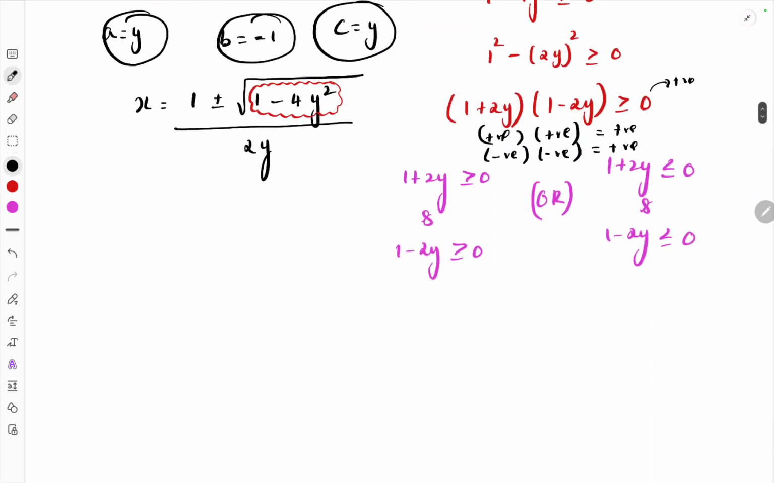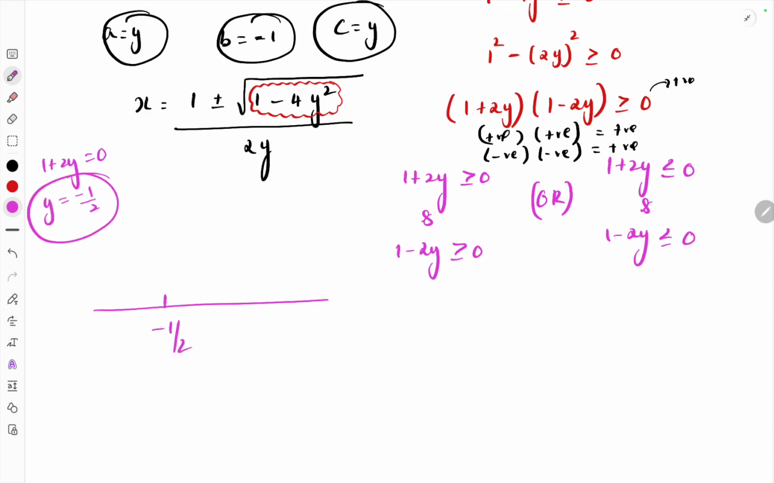Or we can use the wavy curve method, which means we have to find the roots. So 1 plus 2y equal to 0 means y will be equal to minus half, and 1 minus 2y equal to 0 means y will be equal to half. So here we have minus infinity and here we have plus infinity. We have to take any number between minus infinity and minus half. I can take minus 1.